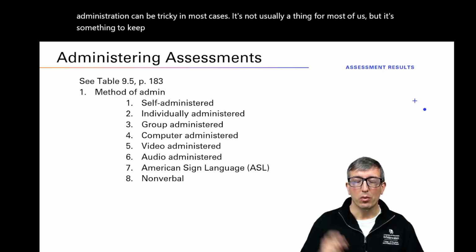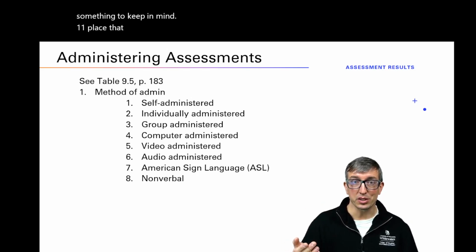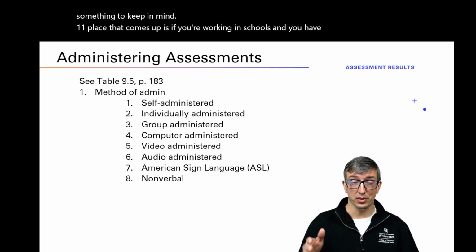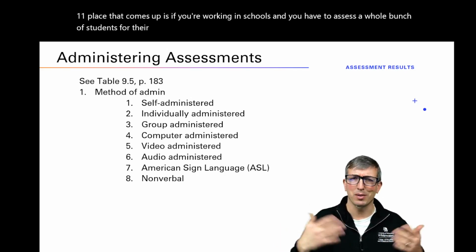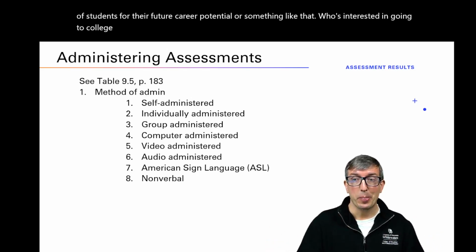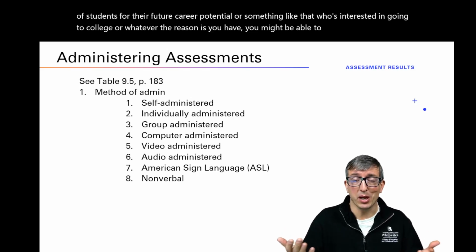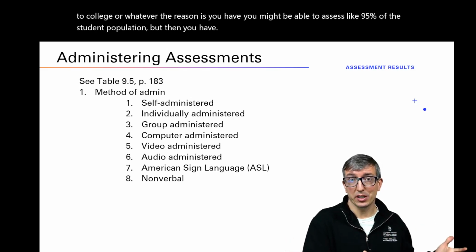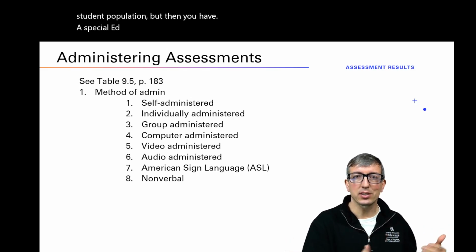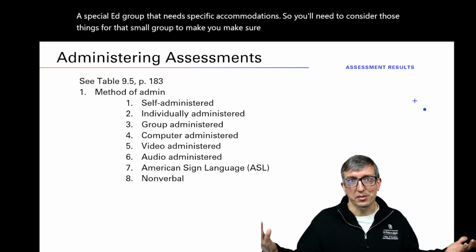One place that comes up is if you're working in schools and you have to assess a whole bunch of students for their future career potential or something like that, who's interested in going to college or whatever the reason is. You might be able to assess like 95% of the student population, but then you have a special ed group that needs specific accommodations, so you'll need to consider those things for that small group to make sure you have a representative sample of everybody.